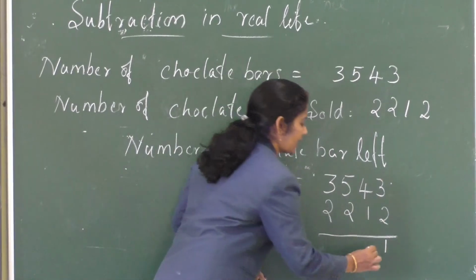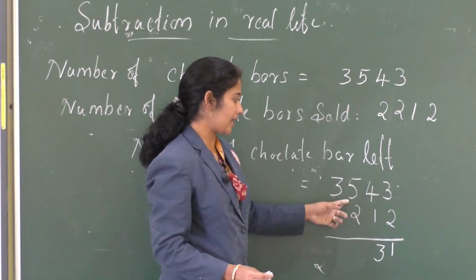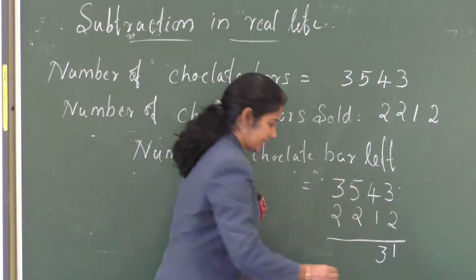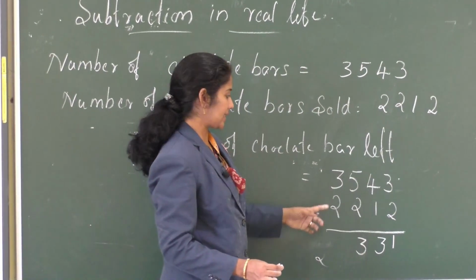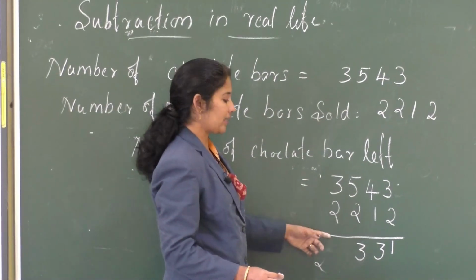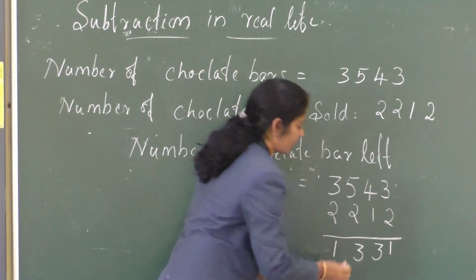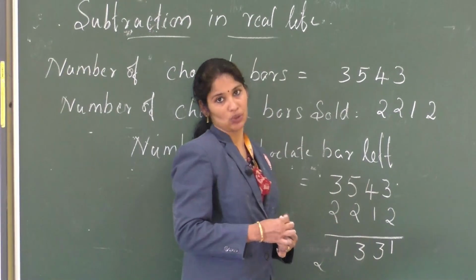4 minus 1, 3, and next which place do we have to check? Yes, hundreds place. 5 minus 2, 3. Next which place? Thousands place. In the thousands place we have 3 and 2. So 3 minus 2 is 1. So we got the answer 1331 chocolates.